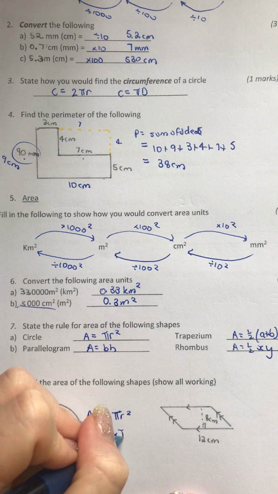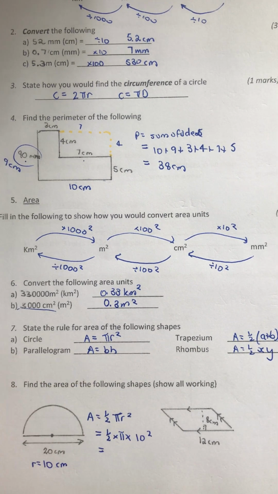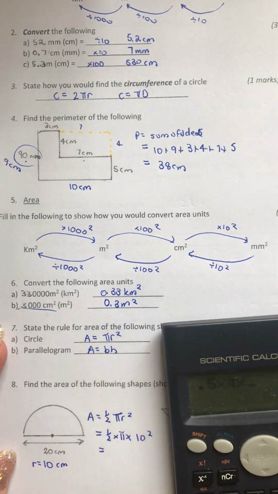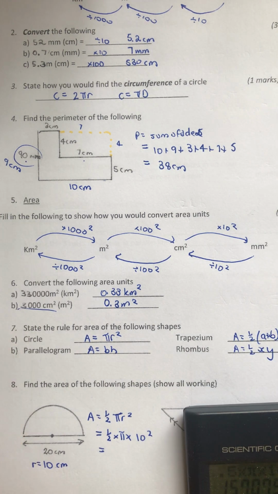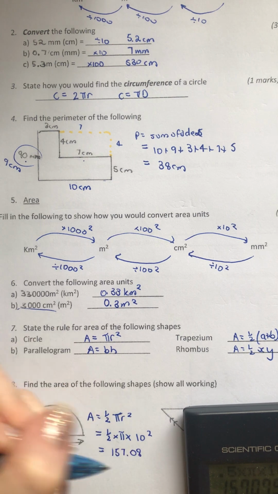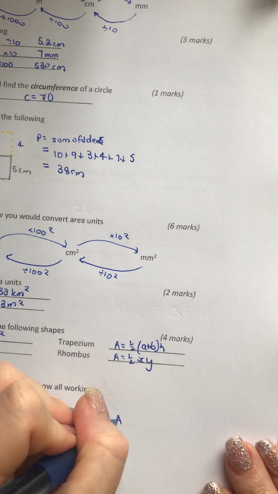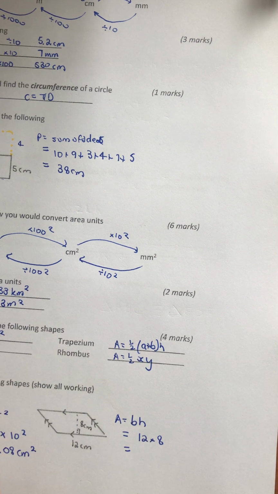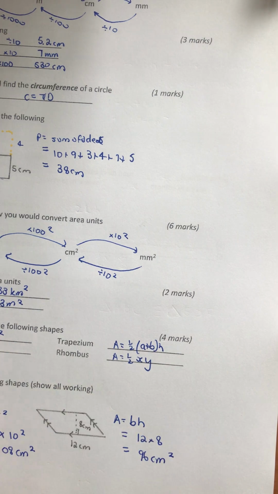So we've got a half times pi times, and here we've got our diameter is 20, so our radius is equal to 10. So then we would do 0.5 times pi times 10 squared, and we get 157.079, so I'll make that 157.08, and that is centimetres squared. Then we've got our parallelogram, so our area is equal to base times height, so we've got 12 times 8, and that gives us 96 centimetres squared.